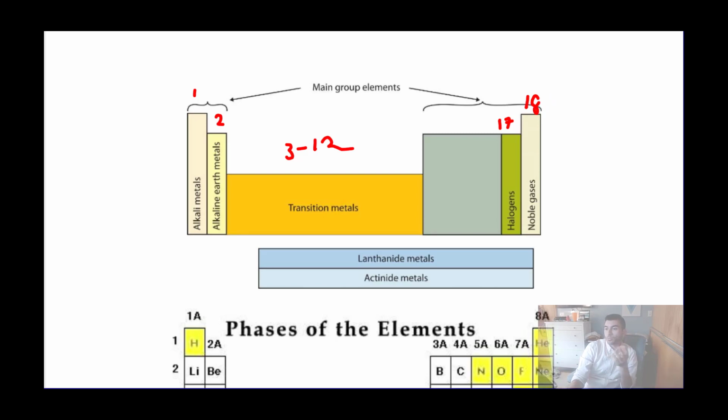We have the two blocks of elements down here. The first row are the lanthanides, and the second row are the actinides, right? They should belong right here in the table, but they're removed just really for ease of printing and keeping the table as compact as possible.